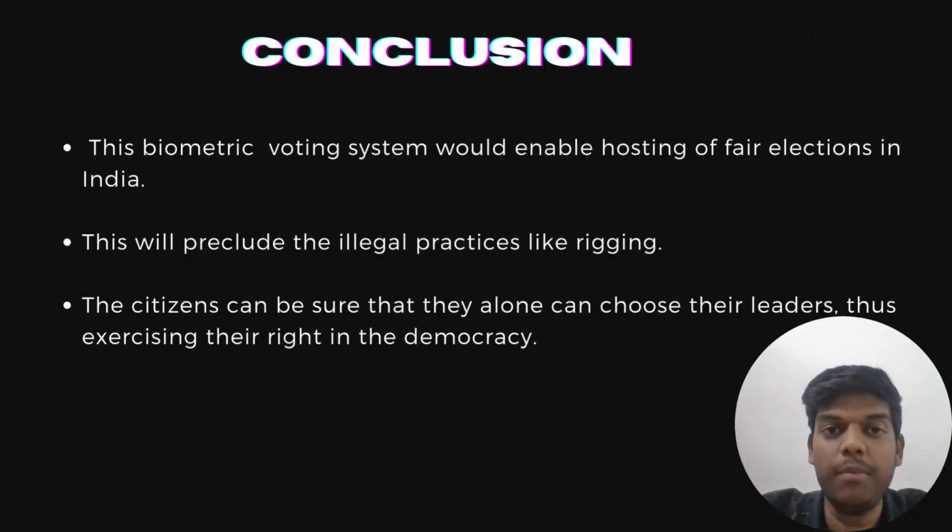I conclude this video by telling that this biometric voting system would enable hosting of fair elections in our country. This will preclude illegal practices like rigging. The citizens can be sure that they alone can choose their leaders, thus exercising their rights in a democratic country like India.